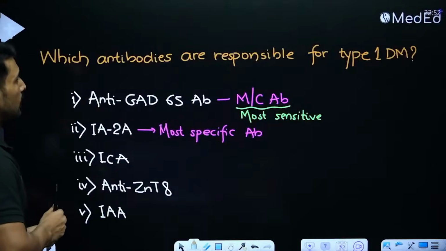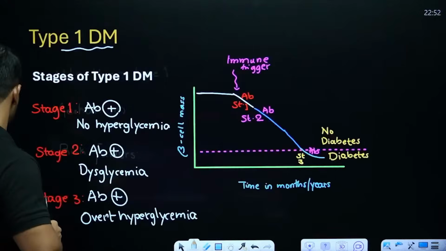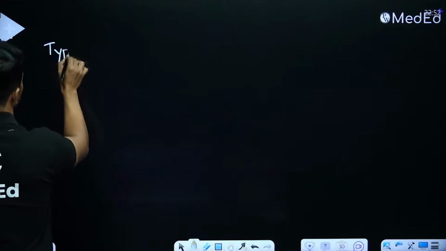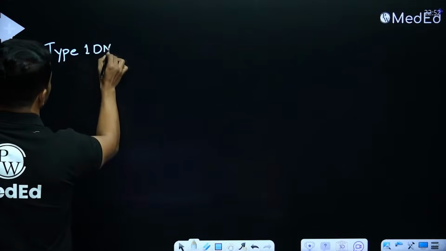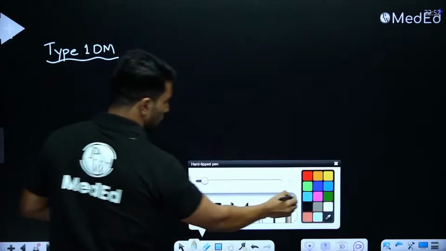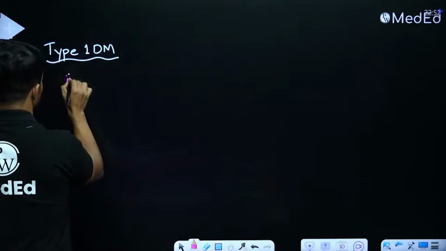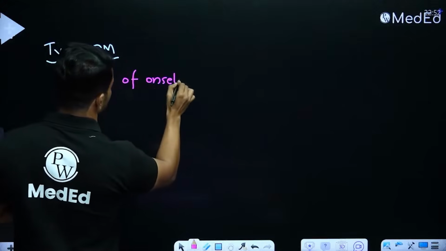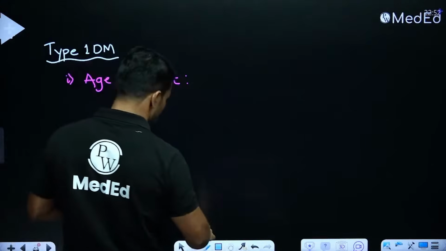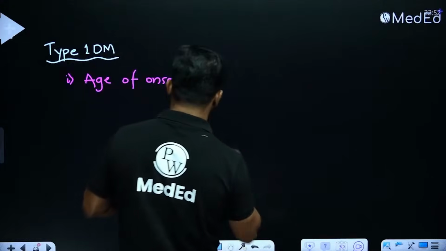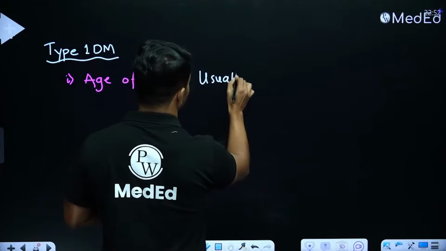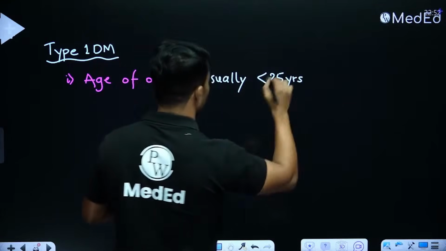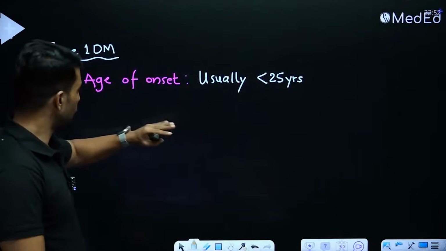So the key point that we learn by understanding the type 1 diabetes pathophysiology is that type 1 diabetes is characterized by a few things. The first point I want you to remember is age of onset. I'm not saying that for all patients this will be the age of onset, but it is usually less than 25 years of age.